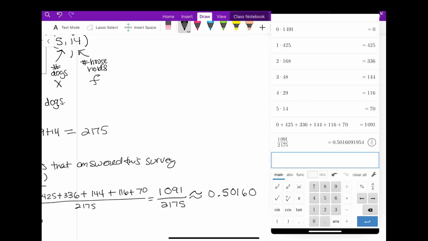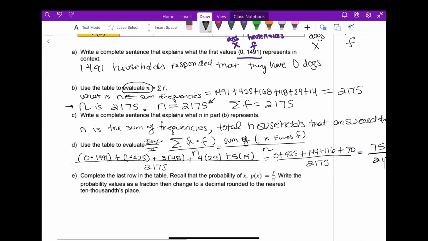So if I'm going to do the 4th place, and the 0 is where I look, these are my little eyeballs looking at that 0. So what's going to end up happening? The question is, is 0 5 or more? It is not. Therefore, the 6 stays the same. And our final approximated answer is 0.5016.